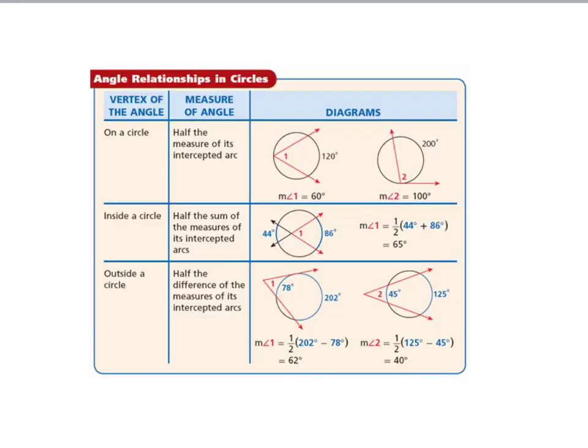So what the heck did we just learn? We learned that if the vertex is on the circle, it is 1/2 the measure of the arc. We learned if it's inside, if they cross and meet inside of the circle, then it's going to be 1/2 the sum, and if they meet outside, it's going to be 1/2 the difference. This is a good thing to have written down somewhere. This is the meat and potatoes of this lesson.